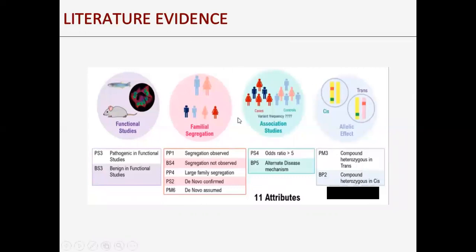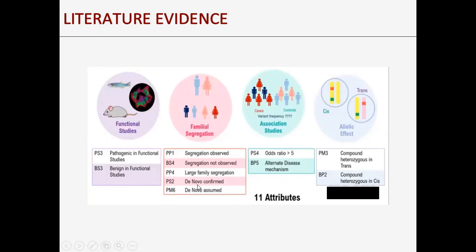On the literature-based evidences, there are 11 attributes, through functional studies, family segregation data, association studies, and allelic effect. So you can assign the attributes. Pathogenic in functional studies, PS3. If it is benign in the functional studies, it is assigned as BS3. If segregation is observed, that is why pedigree analysis and family history are very, very important, it is assigned as PP1. If the segregation is not observed, then BS4. If you have a large family pedigree, more than three generations, and you observe the variant in the large family, it is assigned as PP4.